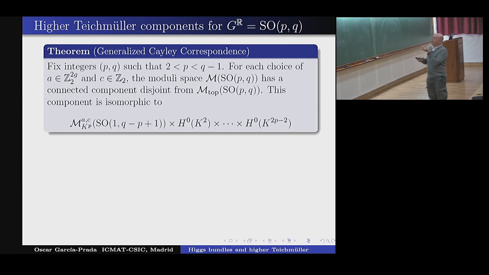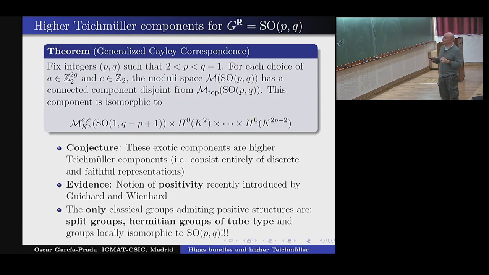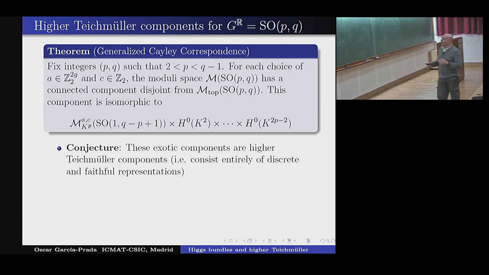Then you can identify inside this moduli space components that do not coincide, are disjoint from the topological ones, and that are isomorphic, again, to a moduli space of Higgs bundles for a twisted line bundle that is no longer the canonical bundle. And in this case, in fact, there is a moduli space of K^p twisted Higgs bundles for this group here, SO(1, q-p+1).